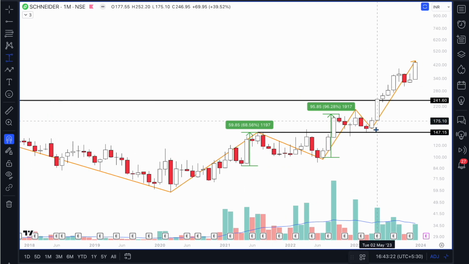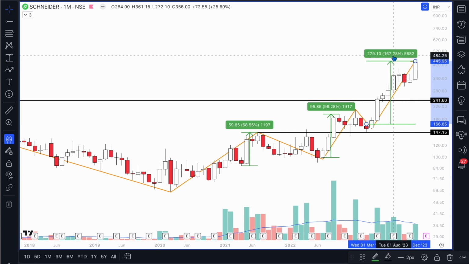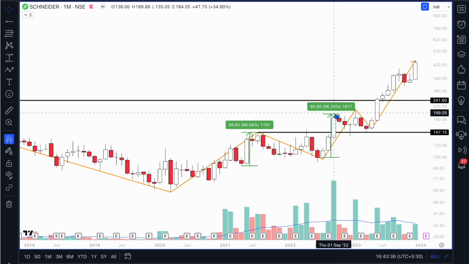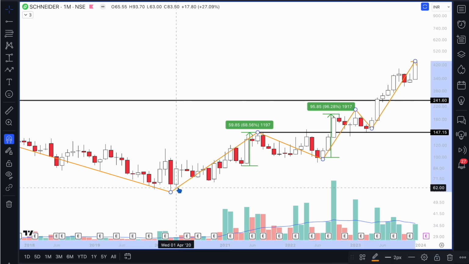You can clearly see that if you would have bought the stock anywhere here, right now it has given you 160% returns, which is not a surprise because we already know that the stock is capable of doing such kind of returns. Anyways, now let's see how we could have implemented this.